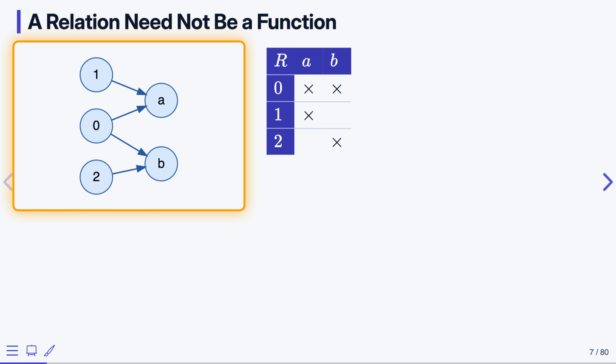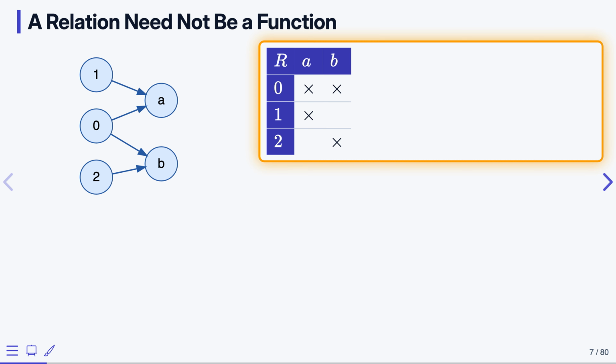These are the same four pairs drawn as a picture. An arrow goes from each first element to its partner. 0 has two arrows. 1 has one arrow. 2 has one arrow. The table shows the same four pairs. A cross mark means that pair is in R.